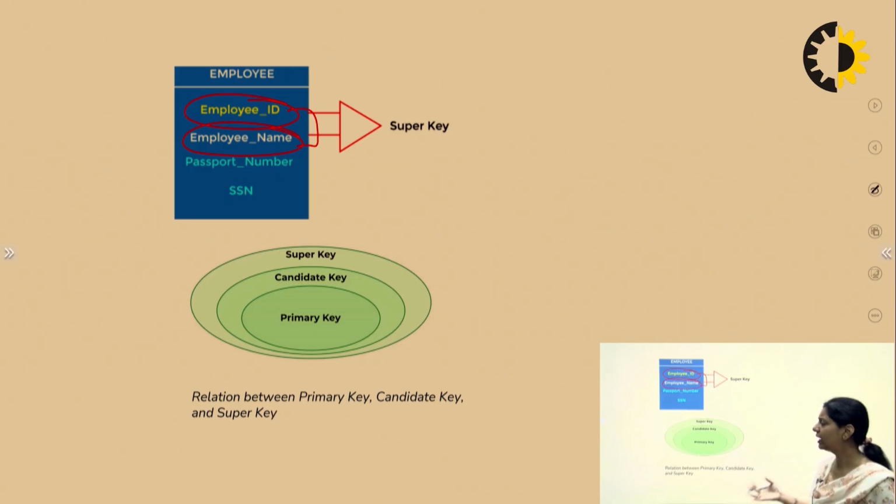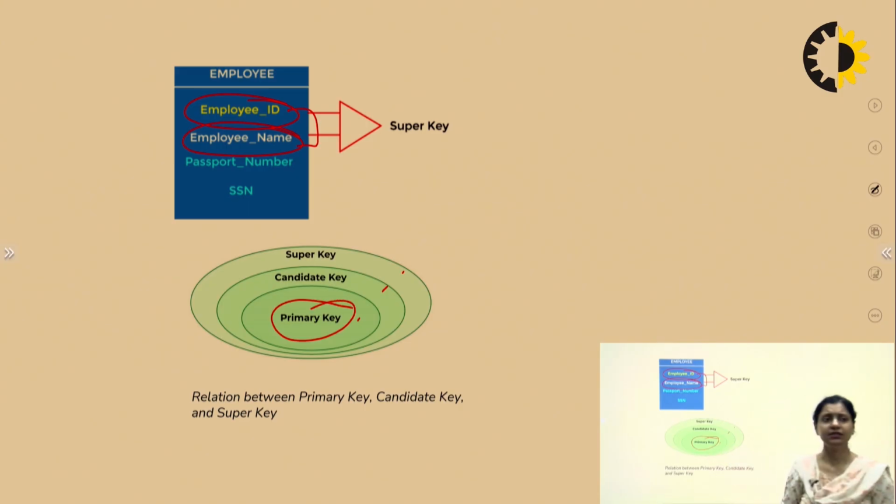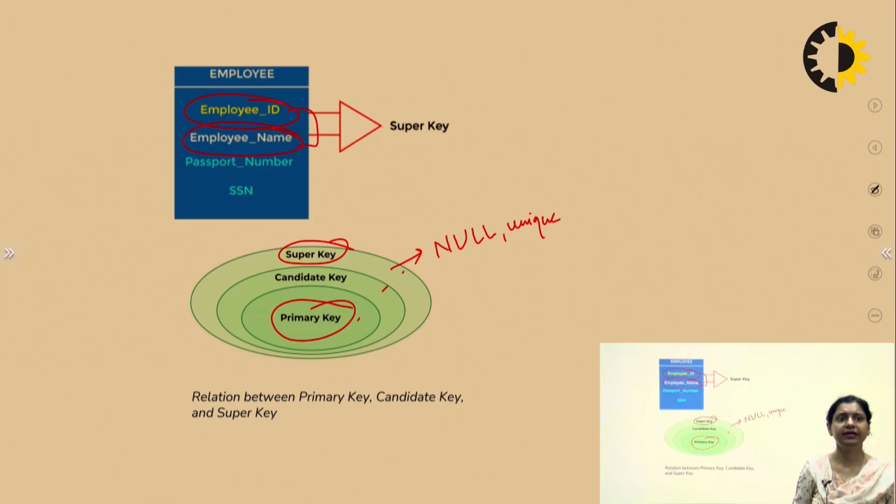So here we have the addition of these three. The primary key is a key which is the subset. If we talk about the superset, the super key is a superset which has the null values and unique values. It uniquely identifies a record and it may contain the null value.